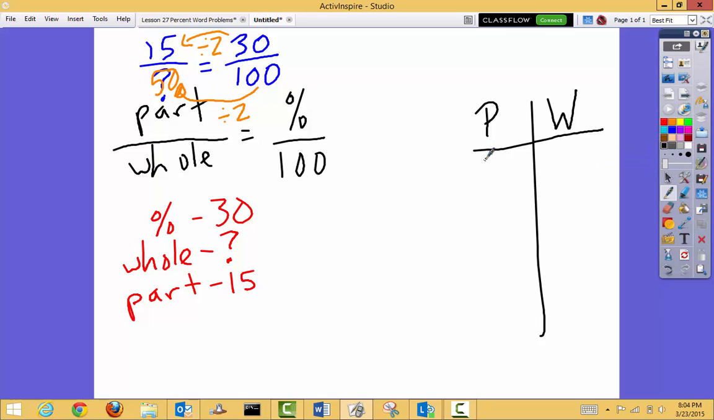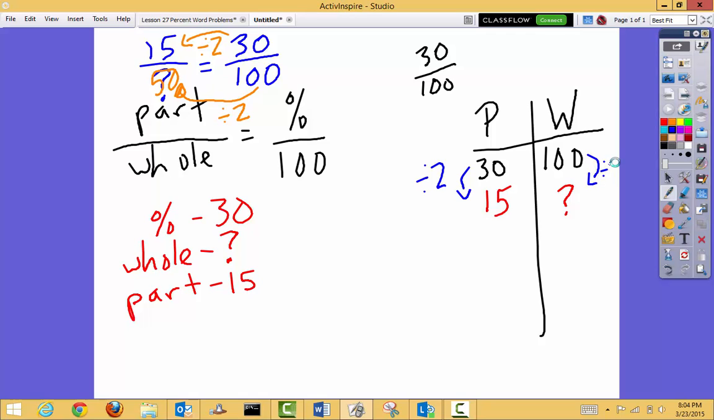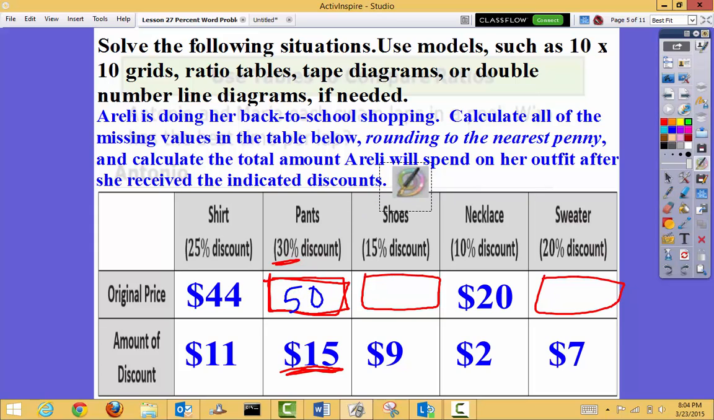When I'm working with percents, it's always 30 out of 100. So just remember, when I write as a fraction, 30 out of 100, and a fraction is part over whole. So that's where my 30 over 100 comes from. I don't know the whole this time, but I do know my part should equal 15. So is there a way to get from 30 to 15? Yeah, divide by 2. So whatever I do to the left, I must do to the right. Divide by 2. 100 divided by 2 is 50. Look, our answers match. So pants, if you get a $15 discount and it was 30% off, that means they originally cost $50. Let's go to our next one.